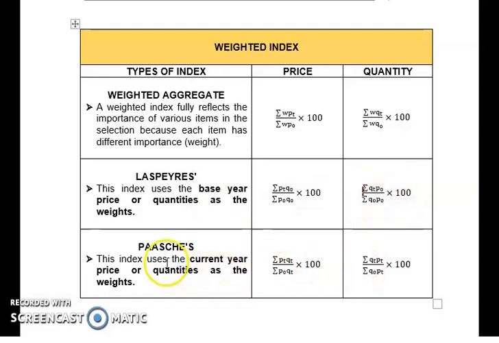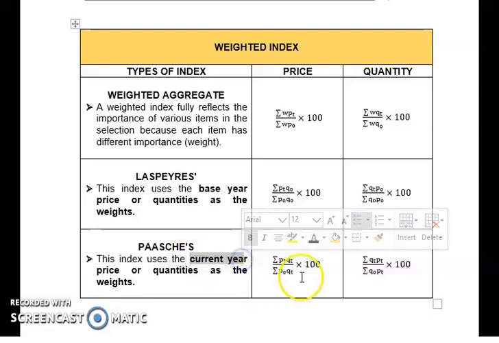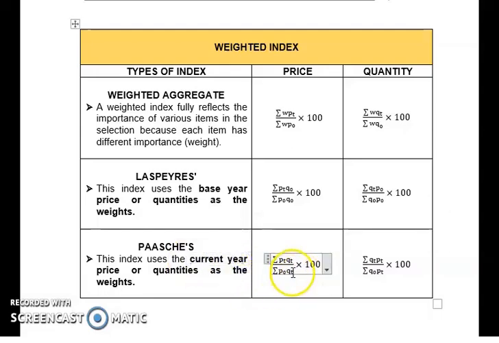Okay. And Paasche index, this index uses current year price or quantity as the weight. If you look here, Paasche price index. The basic formula of price index is Pt divided by P naught. So this is the weight. If price, the weight will be quantity. So quantity of which year? Current year. So Qt, and here also Qt, the weight.